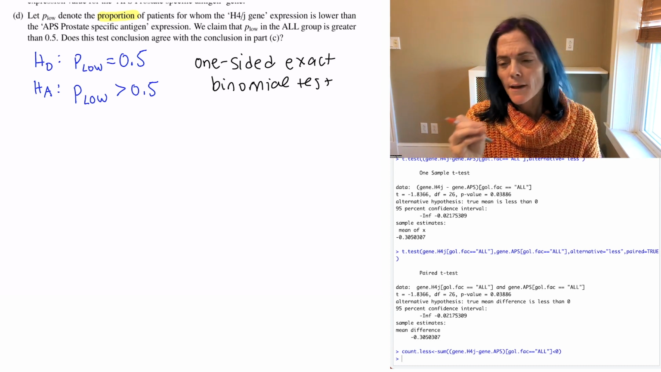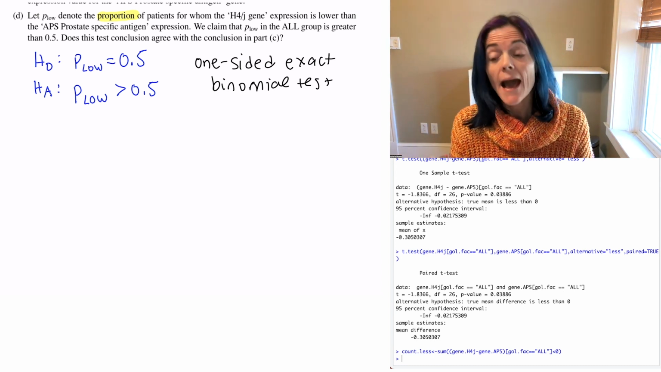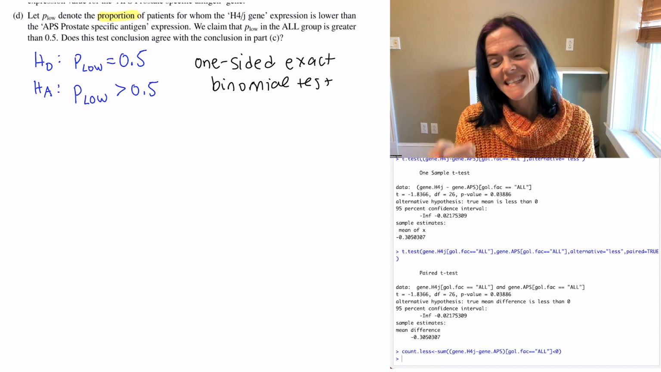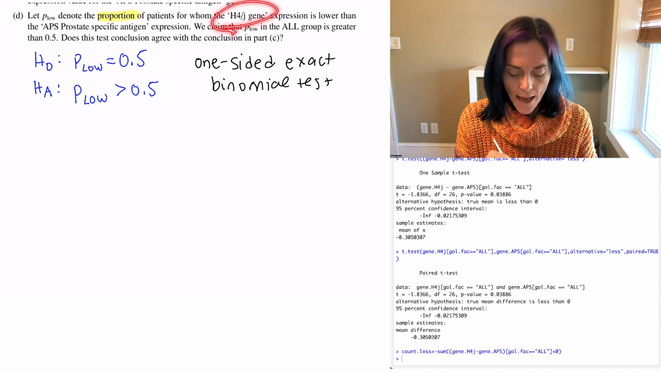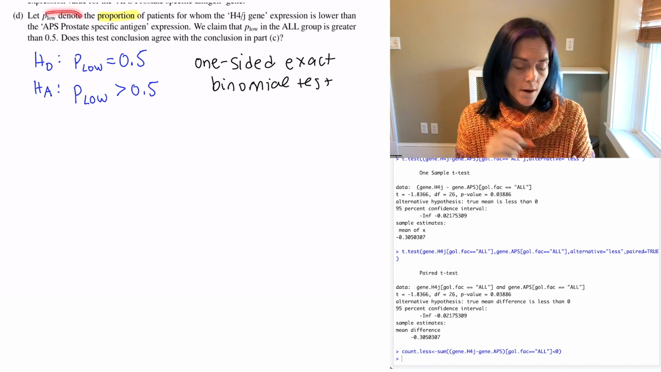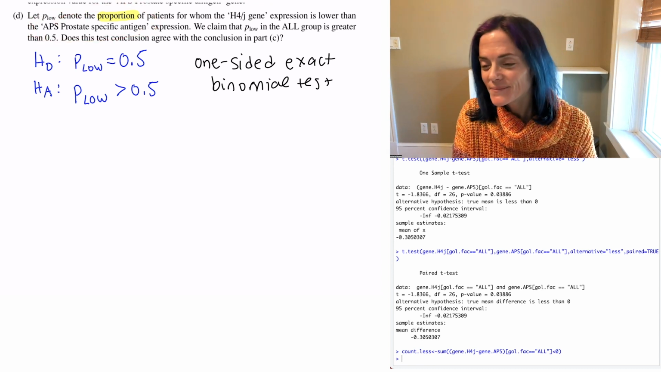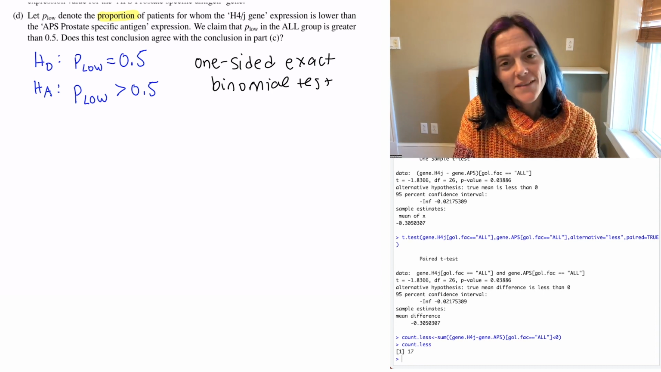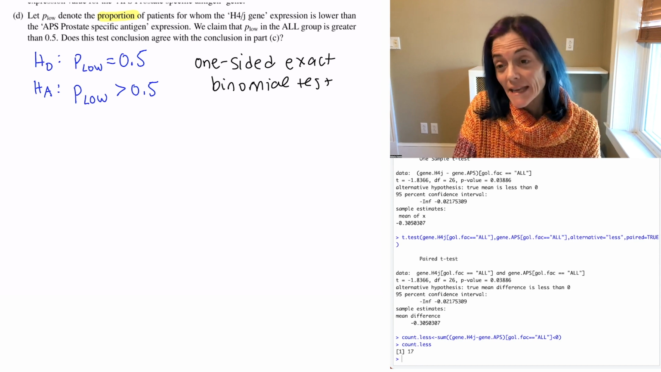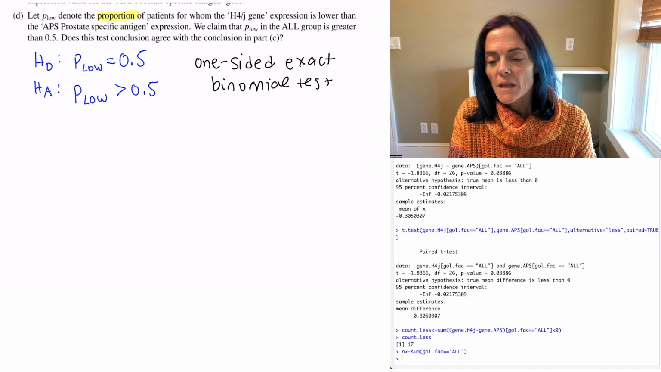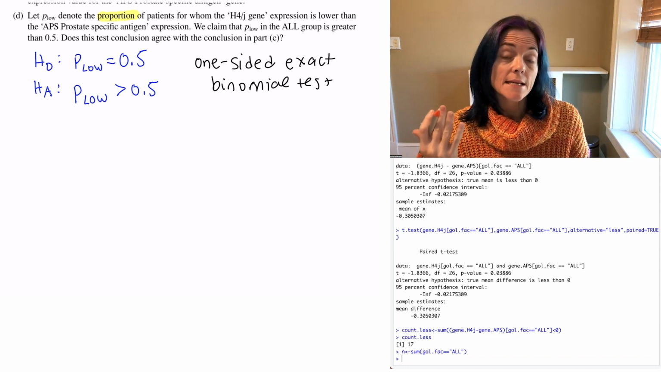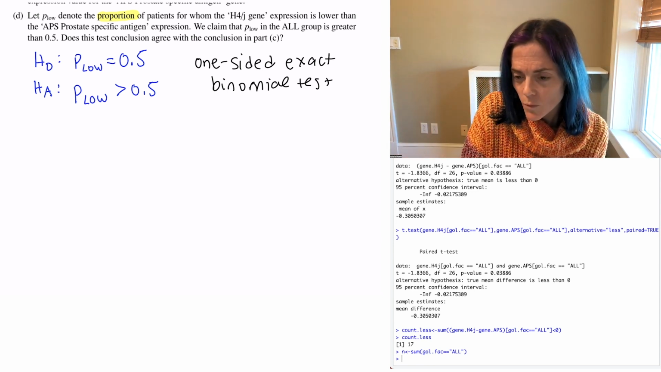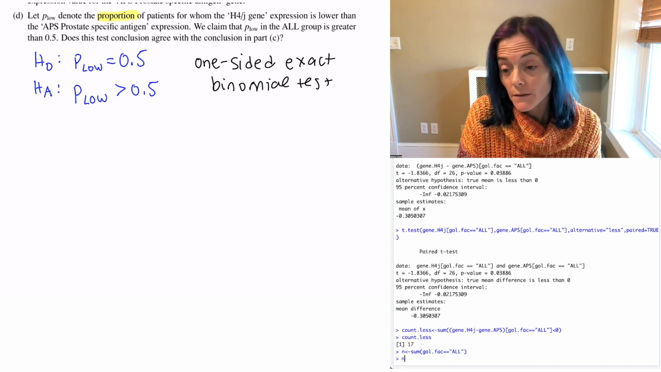Here is the count. I'm calling this count.less. It's just the count of the number of patients in the ALL group for which this gene, H4J, has lower expression value than this gene. Then, well, we can see how many this is if we're interested. 17. Okay, great. Then our N in the binomial test is just the number of ALL patients. This is 27 if we remember how the Golub data is. In fact, we could ask, what is N? We should have 27. Okay, great.